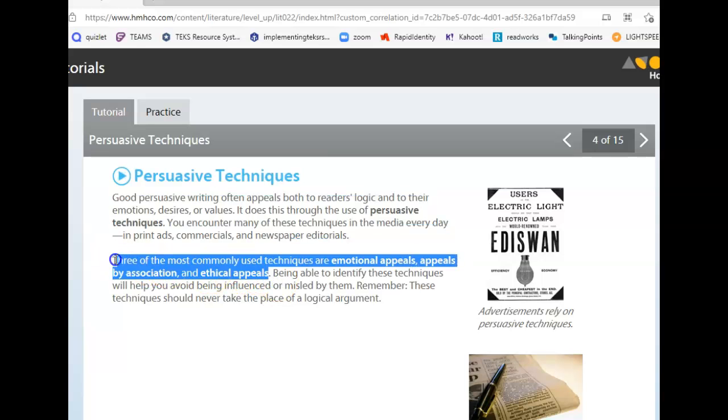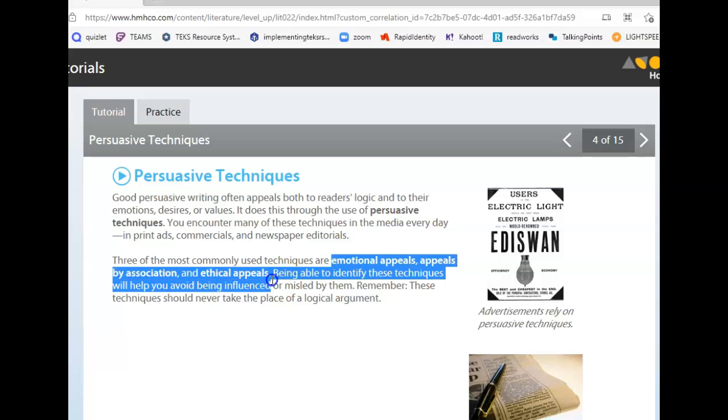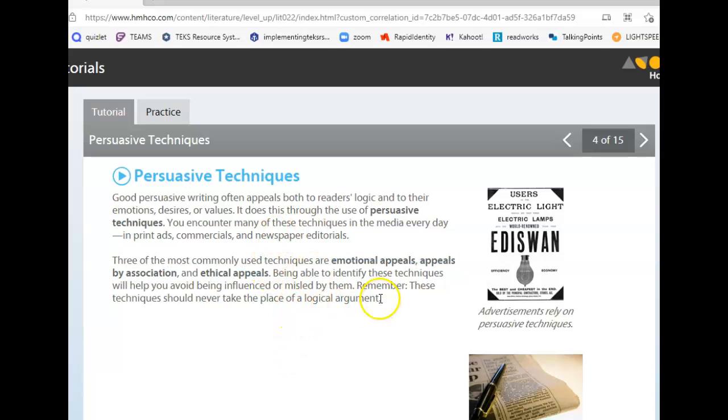Pardon me. Three of the most commonly used techniques. For your answer box, you should have emotional appeals, appeals by association, and ethical appeals. These types of appeals, and instead of appeals, it has techniques. They're the same thing. These techniques should never take the place of a logical argument.